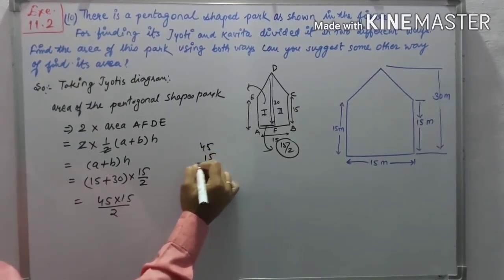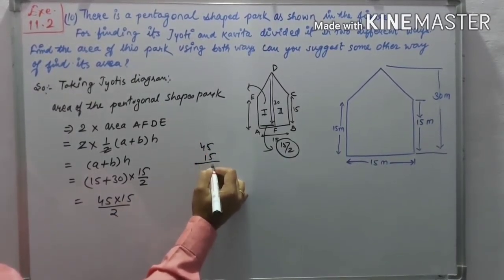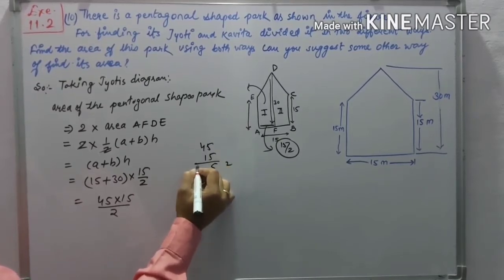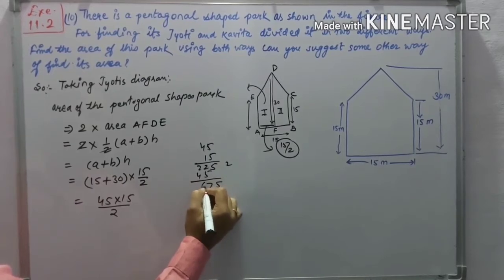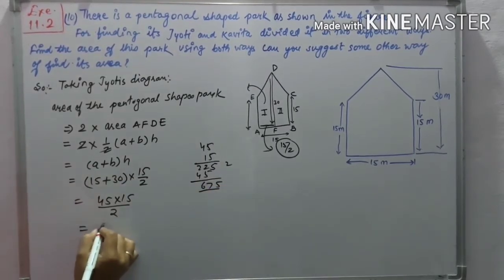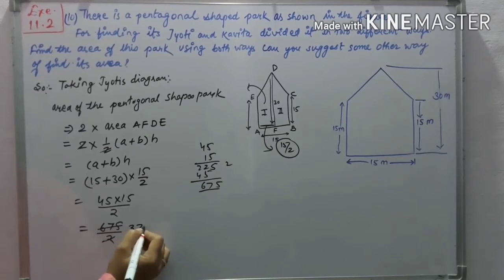45 and 15: 5 5s are 25, 5 2s are 10, and 2 20. In 5 is 5, 7, 6 is 6, 7, 5 upon 2, and 3 times 6, and 7 times 14, and 0.5 meter square. This is Jyoti's diagram.